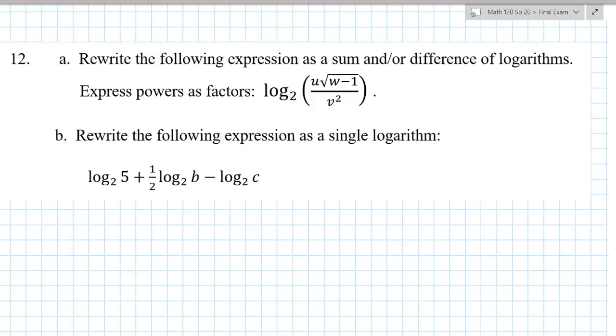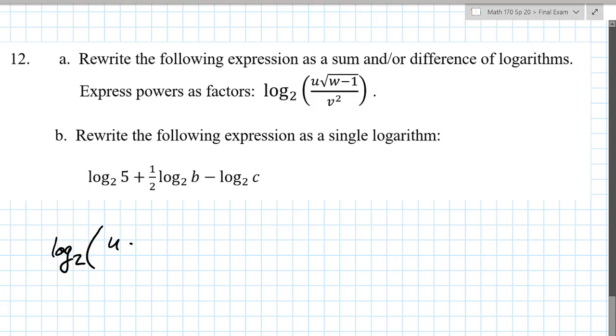This next question asks if we know the properties of logarithmic functions, and we use them to expand or collapse log functions with sums and differences and using powers. So for the first part, we have log base 2 of this product. And on my first step, all I'm going to do is write the power as a 1/2 power instead of a square root.